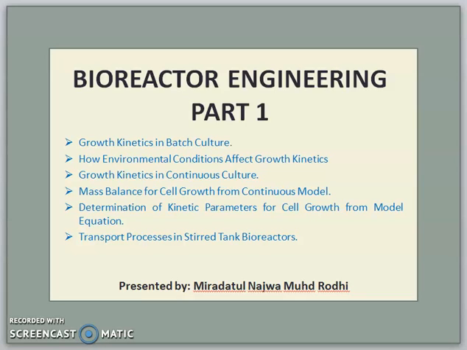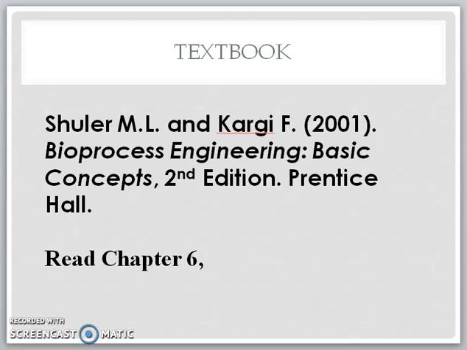In this presentation, we will take a look at topic 5, the last topic in the Reaction Engineering 2 subject. This topic is divided into two parts, part 1 and part 2. In part 1, we'll look at the growth kinetics in batch culture and how the environmental conditions affect the growth kinetics, and the growth kinetics in continuous culture, and also the mass balance for cell growth from the continuous model. We may be able to determine the kinetics parameters for cell growth from the model equation, and the transport processes in stirred tank bioreactors.